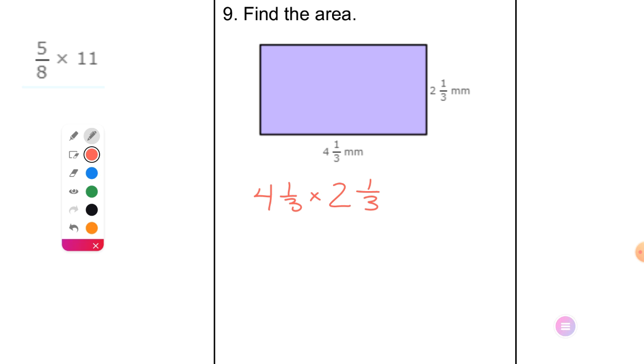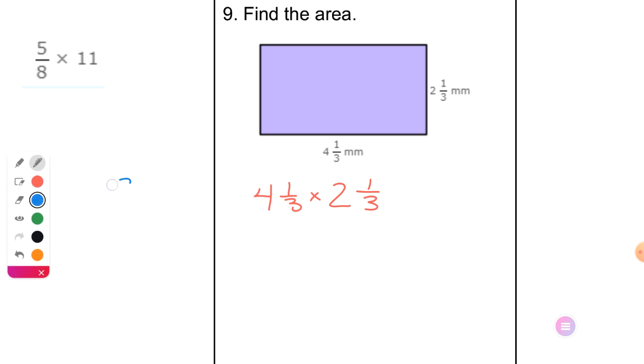There were lots of common wrong answers. Okay? Here is a list of common wrong answers that I saw. 8 1/9, 6 1/9. How did I get those two answers? Because those are both incorrect.